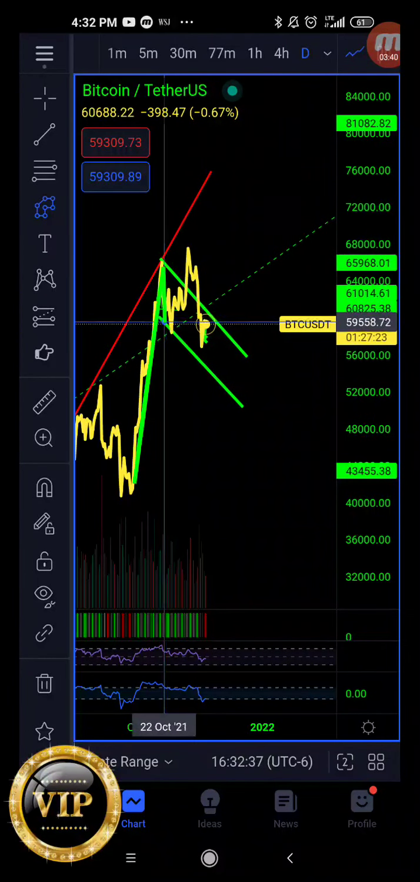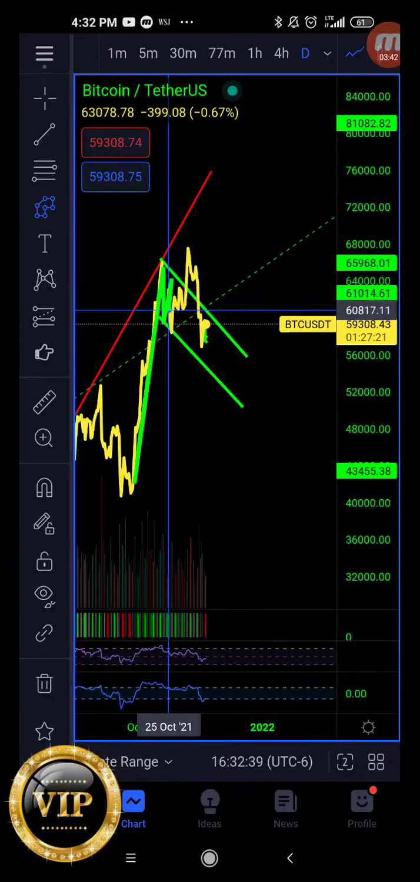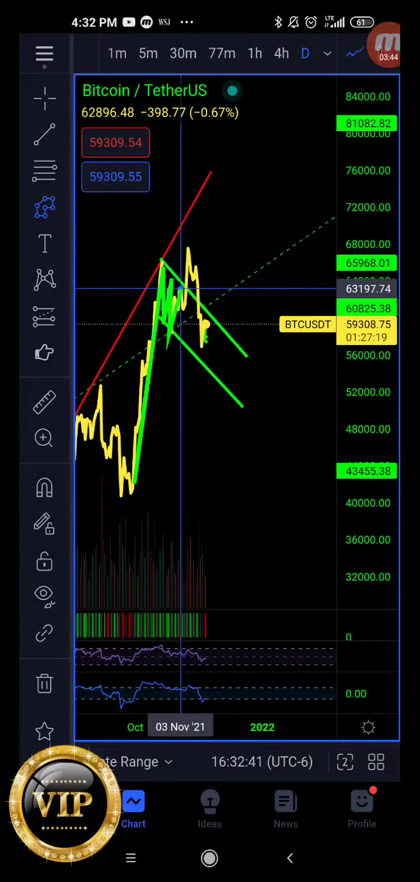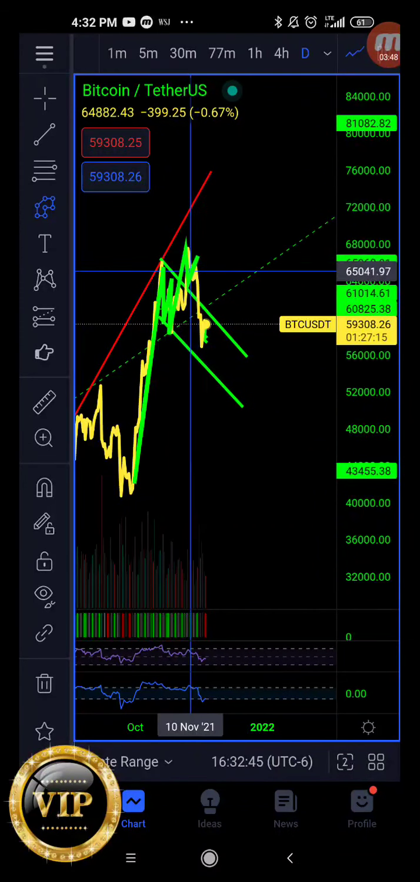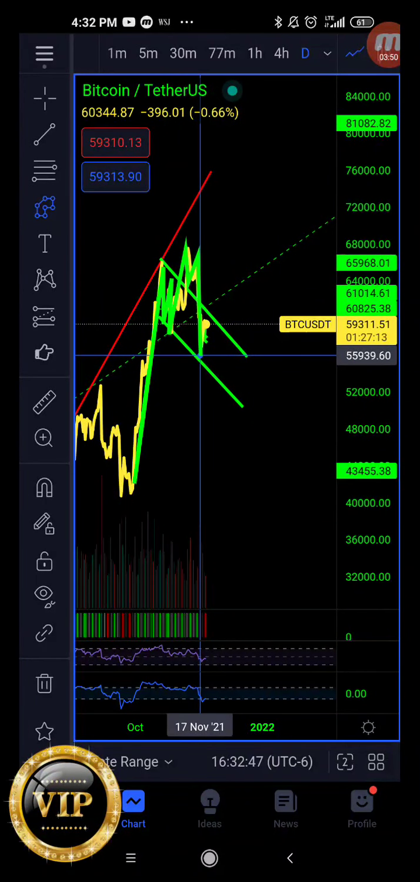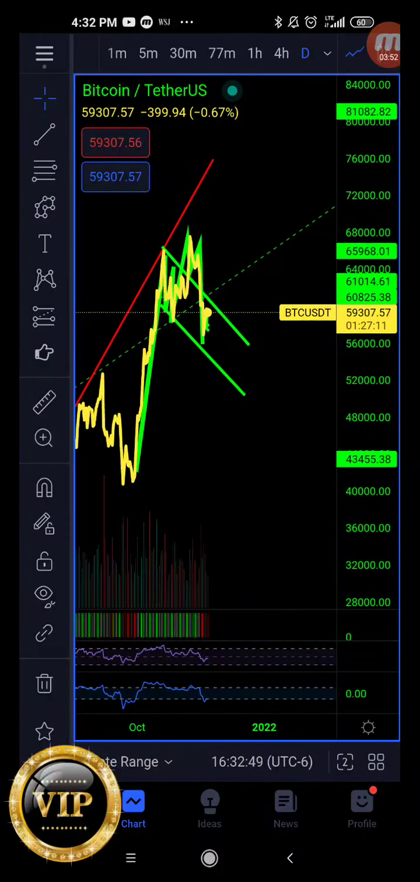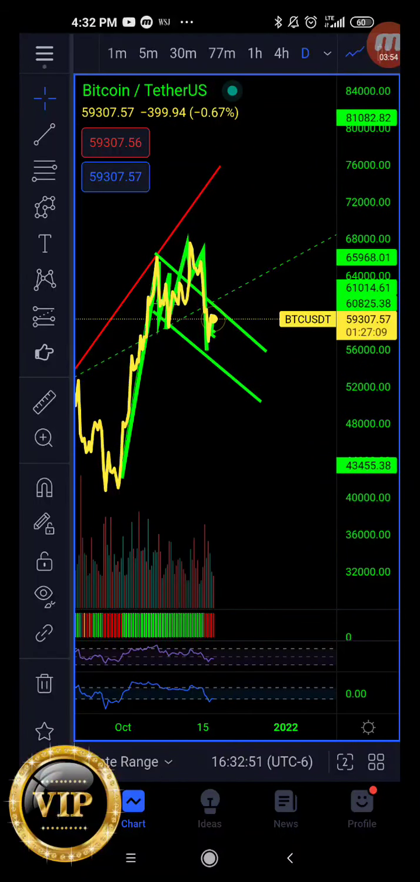Okay, as we look at this, on the macro we were in a bull flag. We had broken out. And what are we doing right now? We're doing on the macro exactly what we just did on the micro, okay?